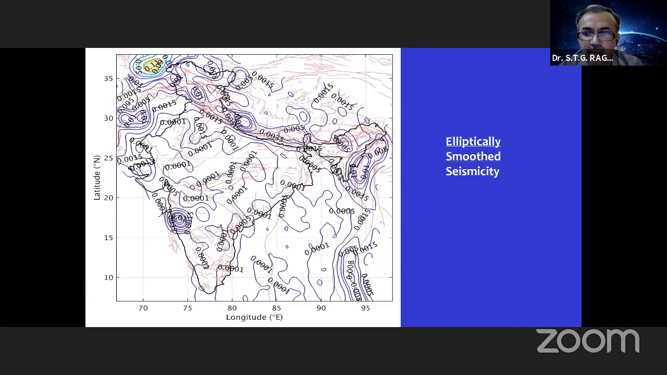So we have used this elliptically smoothed seismicity, and these contours are the activity rates. Where the activity rate is high, the meaning is that earthquake occurrence is more in those regions. Like in the Hindu Kush region, that is in Pakistan, Afghanistan, the seismic activity rate is around 0.11, which means you can expect more earthquakes in those places. In South India, the activity rates are very small, so earthquake occurrences are very few. In the Himalaya, obviously, they will be high, and in Northeast India also they will be high.